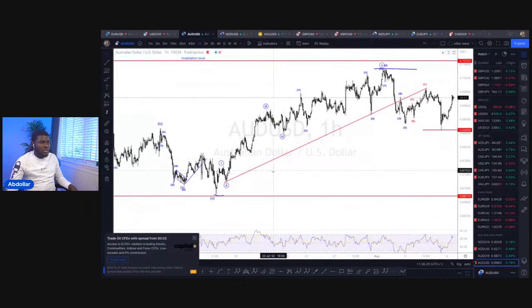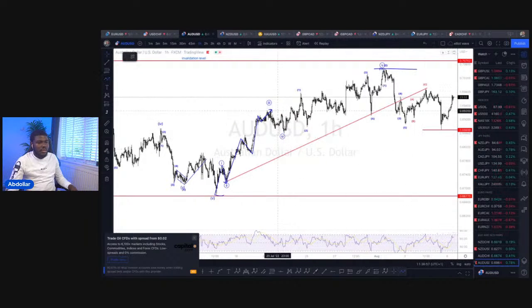For Australian dollar, I could see some nice Elliott wave count on the 1-hour time frame. The whole of this I see as my wave 1 and this is my wave 2. Then starting from here, I can say this is wave 1, wave 2, wave 3. A bit of shallow correction with 4 and with 5. Then this is wave 3, this is wave 4.